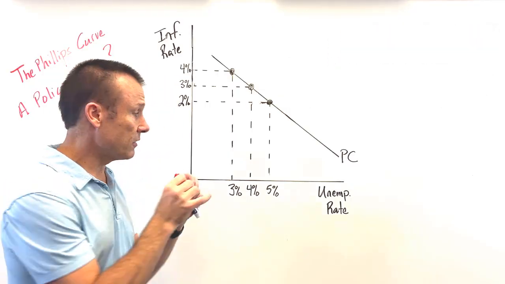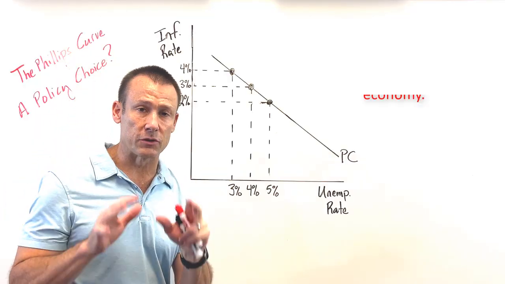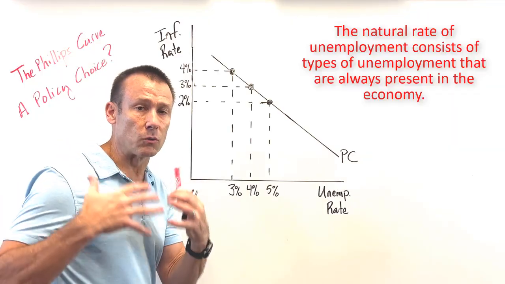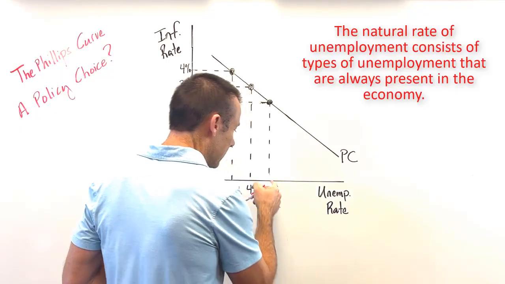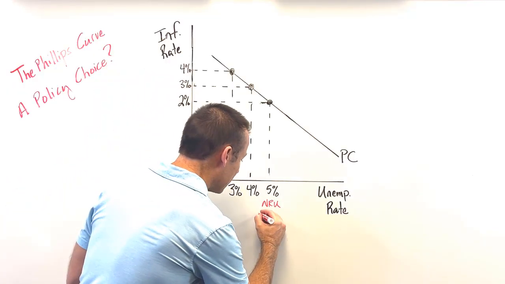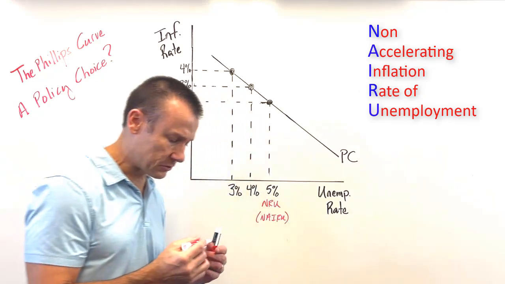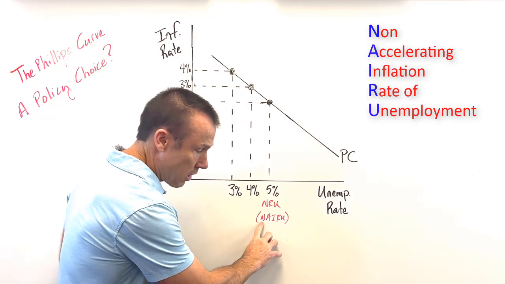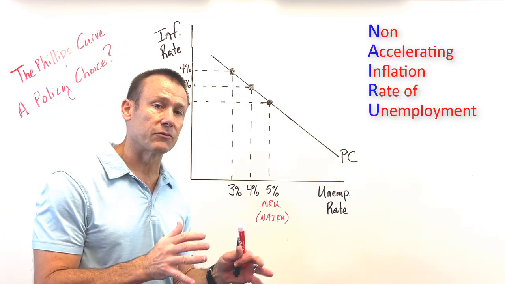You see, there is a natural rate of unemployment. And just for teaching purposes, conceptually, guys, we're just going to say that the natural rate of unemployment is 5%. And guess what? The natural rate of unemployment is the NAIRU for a country. Now, I know that's a mouthful, but let's go through that. First of all, what does it stand for? It stands for the non-accelerating inflation rate of unemployment.